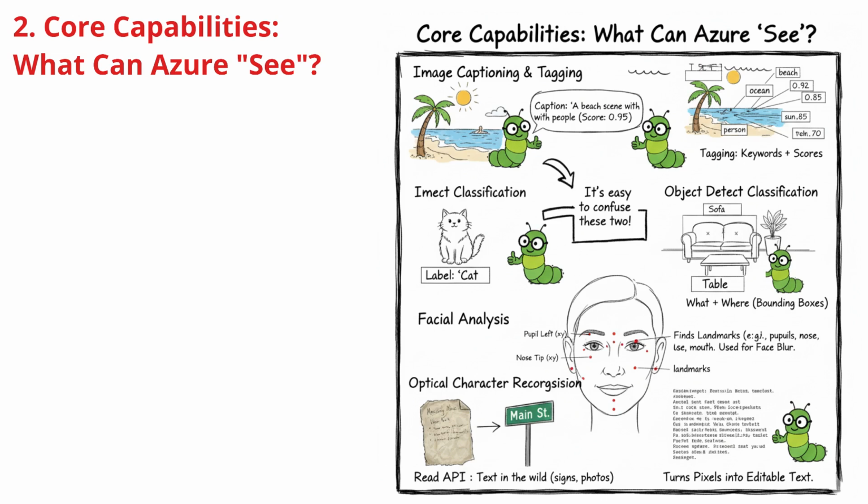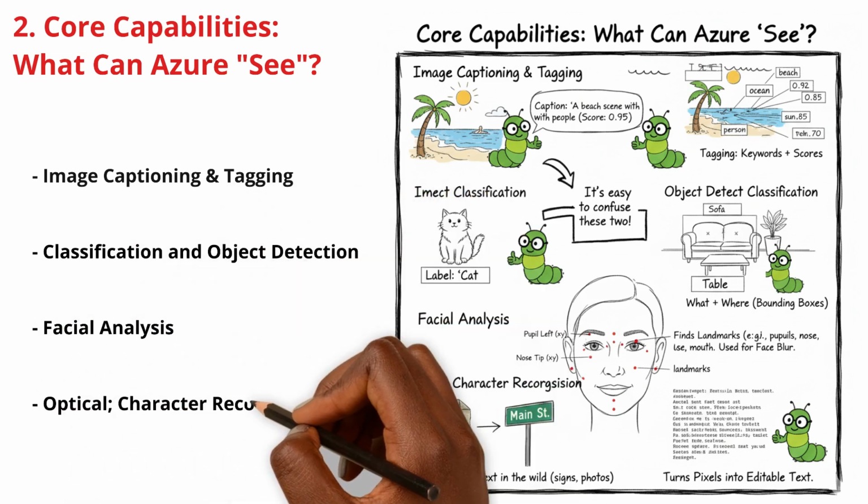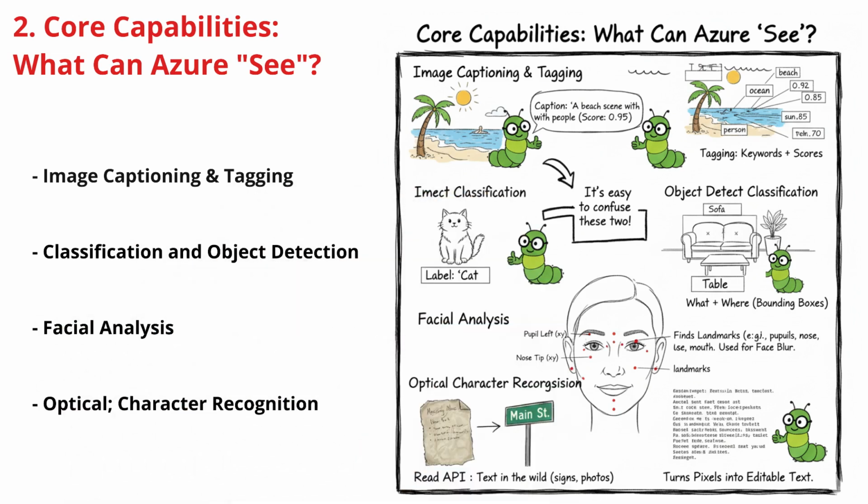Second, we distinguish between classification and object detection. While classification simply identifies the main subject of an image, object detection pinpoints the exact location of multiple items using bounding boxes. This allows the AI to understand spatial relationships within a scene. Third is facial analysis. This goes beyond simple detection by mapping specific facial landmarks, such as the eyes, nose, and mouth. This level of detail is critical for security, accessibility, and privacy features like automated face blurring.